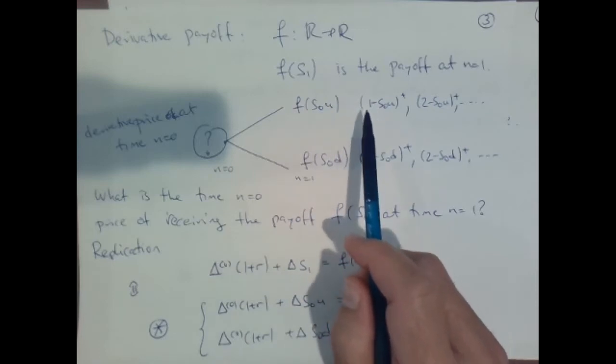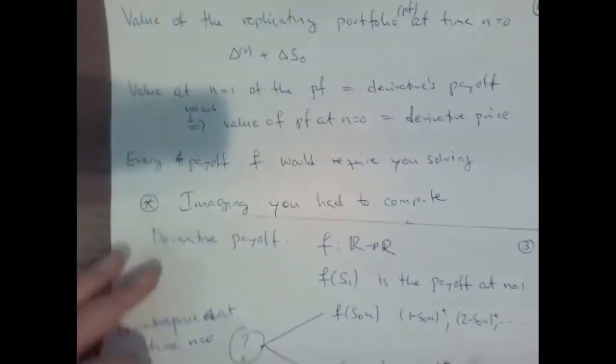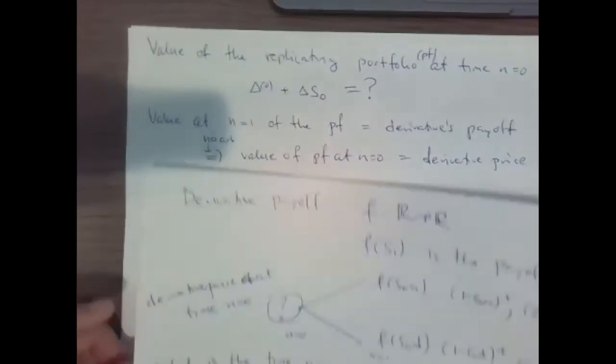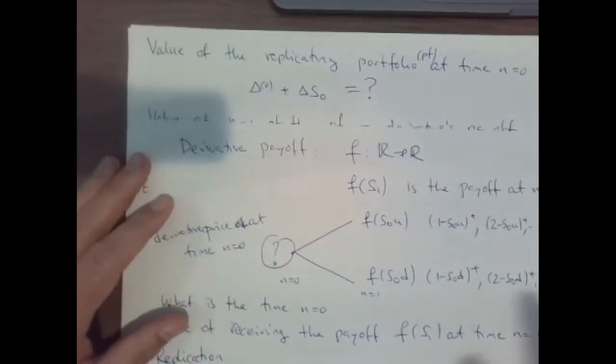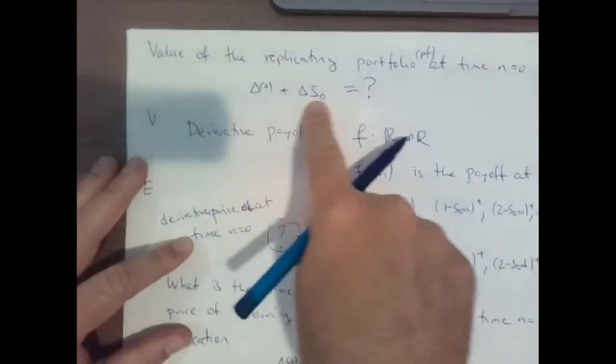And for each one of them, I'm interested in figuring out what this question mark is. This question mark is what I get here. This here is equal to my question mark. This here is my derivative price at time 0. It's given by that formula here.